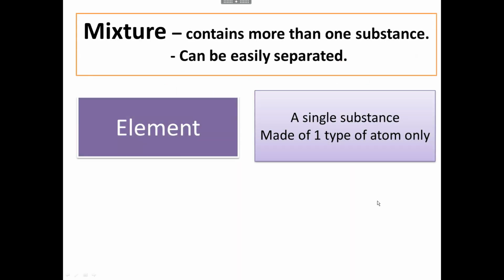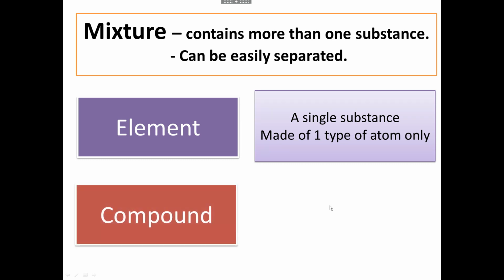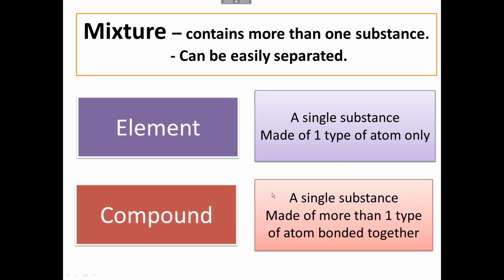Okay, so remember the definitions. Mixture can be easily separated. Elements are made of one type of atom only. Compound, more than one type of atom bonded together.